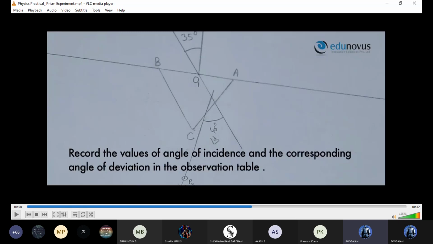Sometimes they will say take one more reading also. But some external examiners didn't say anything. They mentioned this is wrong. So if this one is wrong, you will lose 4 marks out of 30 marks. 4 marks are gone. Remaining 26 marks only.